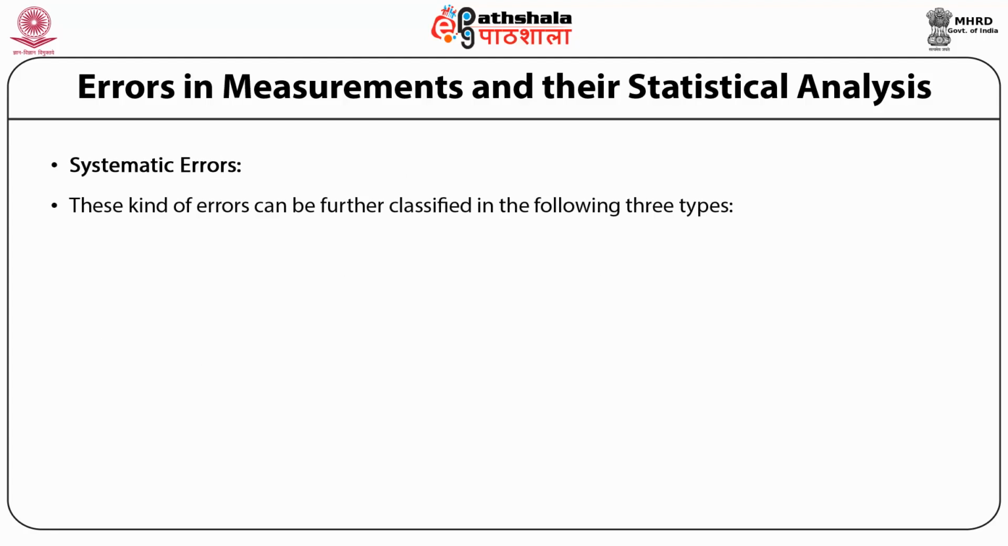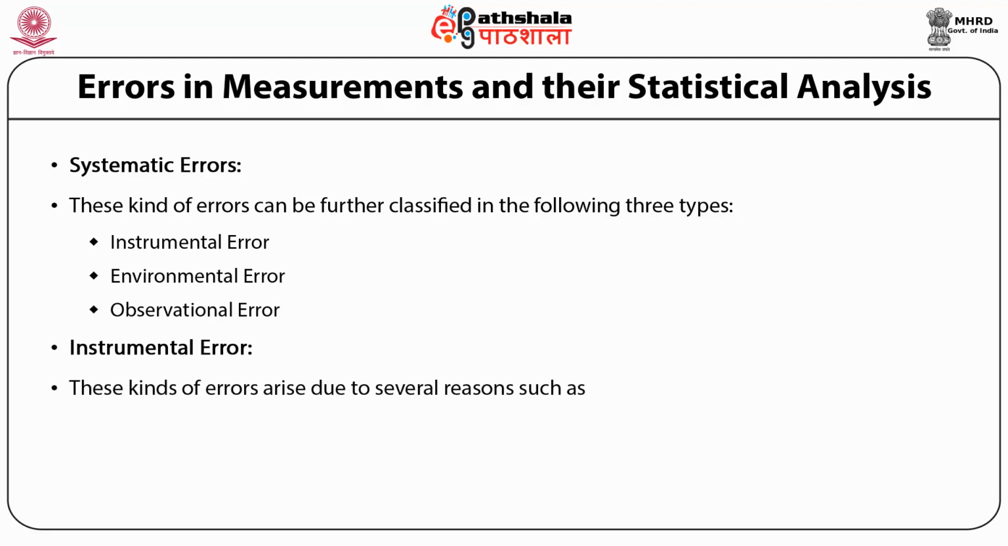Fourth type of error are systematic errors. These kinds of errors can be further classified into the following three types: A. Instrumental error, B. Environmental error, C. Observational error. First of all, let us see the instrumental error.